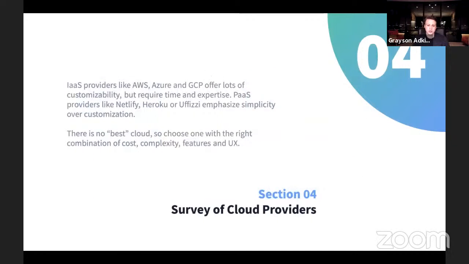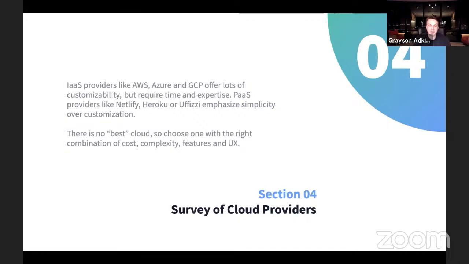In this section, we want to talk again about a survey of cloud providers. As we talked about, IaaS, or infrastructure as a service providers like AWS, Azure, and GCP, offer a lot of customizability at the expense of time and expertise required to use them. On the other hand, you have platform providers like Netlify and Heroku. Us at Uffizzi, we emphasize simplicity over customization. So that's the trade-off there, that you have to decide what's right for you.